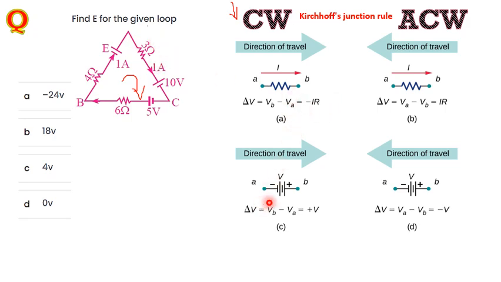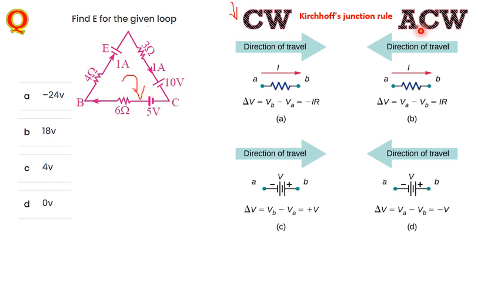Next, in the case of a battery, negative to positive: if the direction of travel is moving from negative to positive, you always mention it as positive potential. Suppose in this case this is the direction you are going to measure, and it is positive to negative. Positive to negative means you have to mention this one as minus 10 volt.